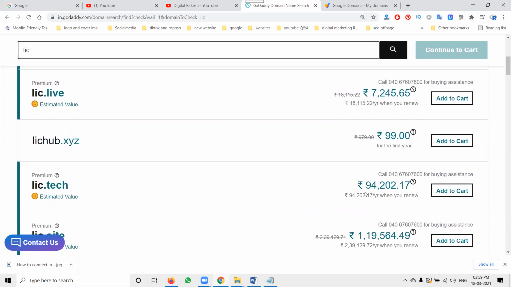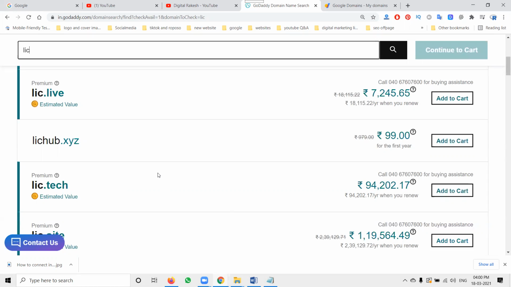What is the first condition? The premium price continues for lifetime, up to 10 years. Any domain will be purchased up to 10 years. The second thing is the price will continue for lifetime, or first year only premium, next year will be the simple domain price. That is the second condition. Third condition, the price will double every year. First condition, premium price continues for lifetime. Lifetime is nothing but only 10 years.